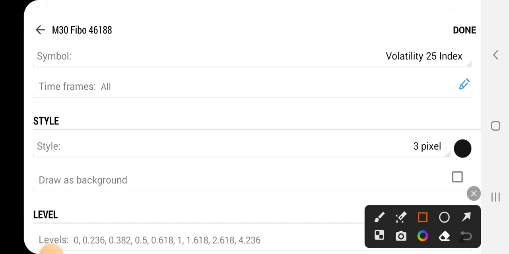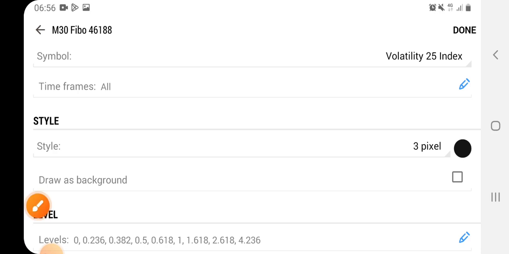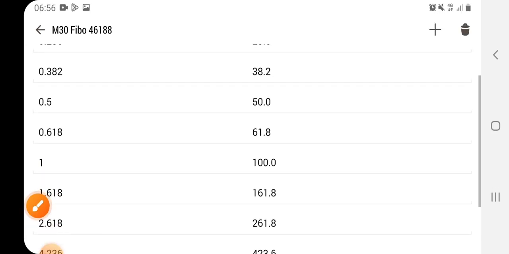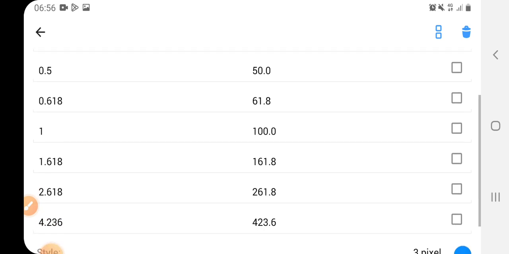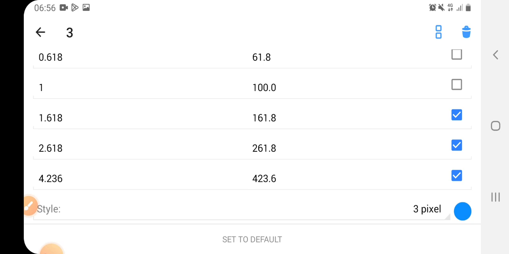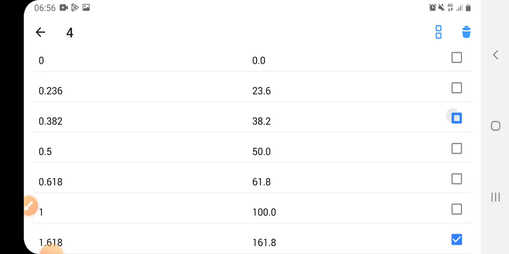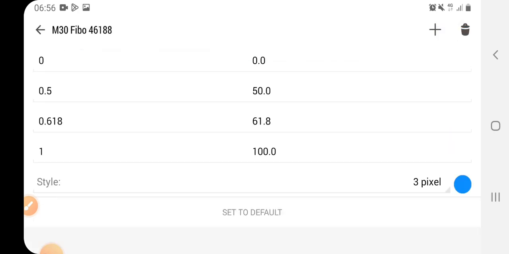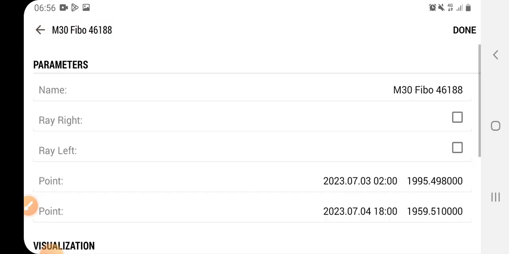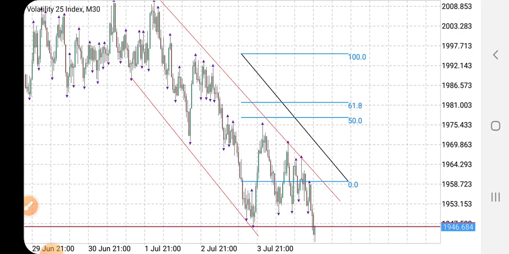Okay, here we have levels, right? So we are going to be deleting some of these levels. We delete 161, we delete 261, we delete 423. Okay, we also delete 38, we delete 23. So we are left with 0, 50, 61 and 100. This is exactly what you want to have at your own end. Once you are done, you click back and click done, right? So this is what we have.